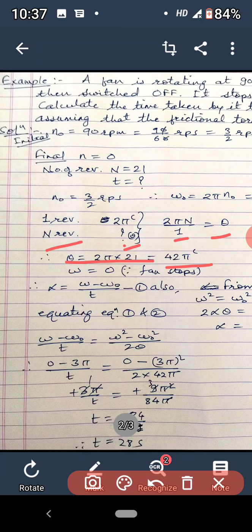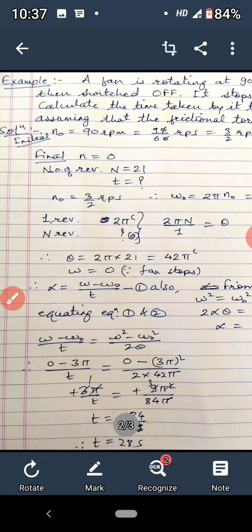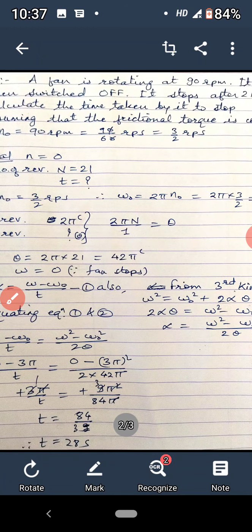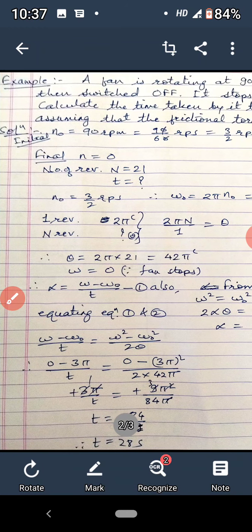Let us use the kinematical equation, or first the value of alpha. Angular acceleration alpha is d omega by dt. D omega means change in angular velocity upon time. So alpha equals omega minus omega 0 upon t. This is called equation 1.